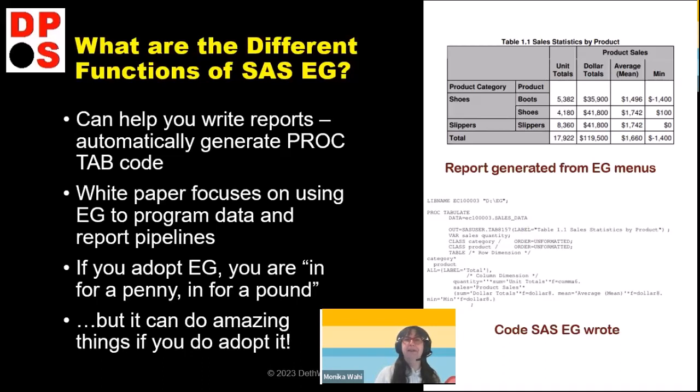Remember how hard it is to program straight PROC TABULATE? So you can see below this that SAS Enterprise Guide is writing the PROC TABULATE for you. It's the ugliest code. Like out equals SASUSER dot table 8157, 8157. That's how much work Sunil does.